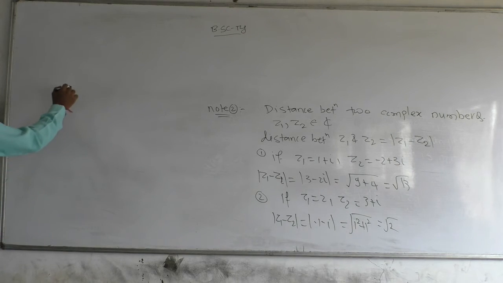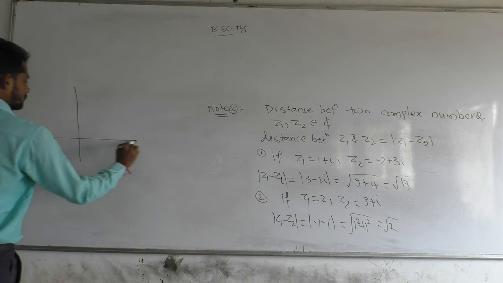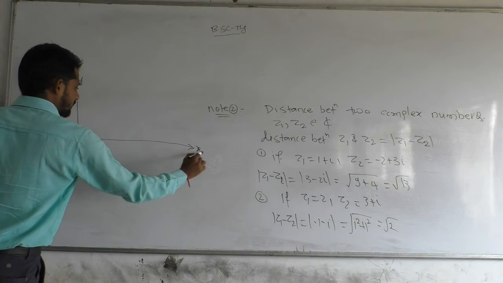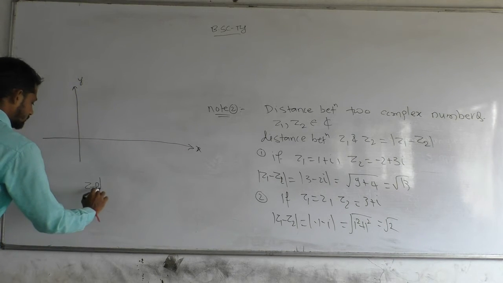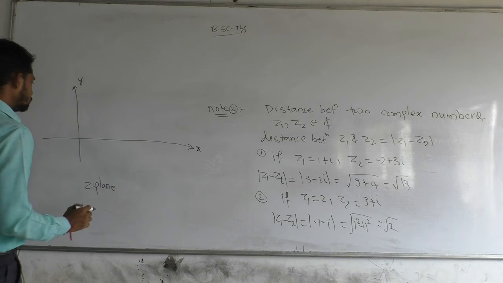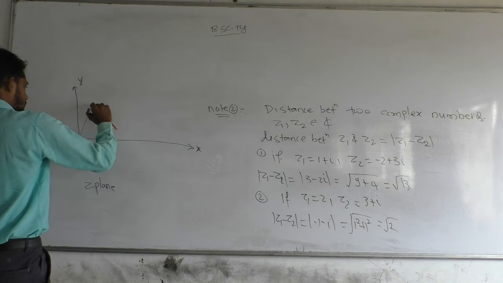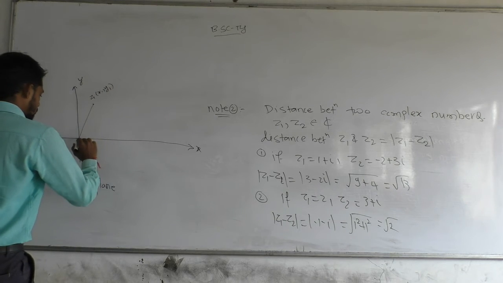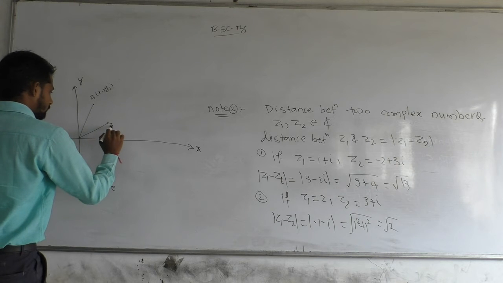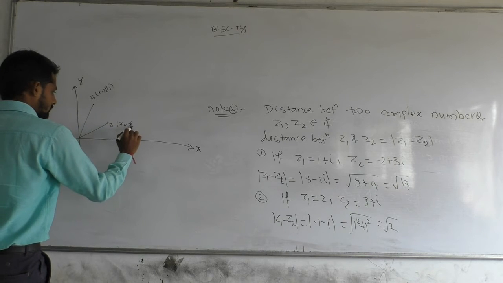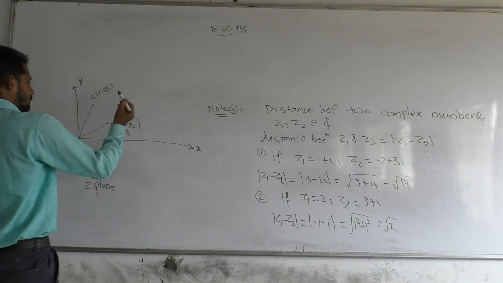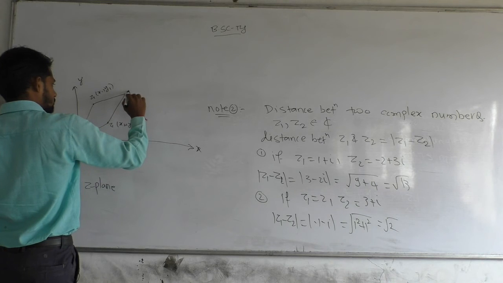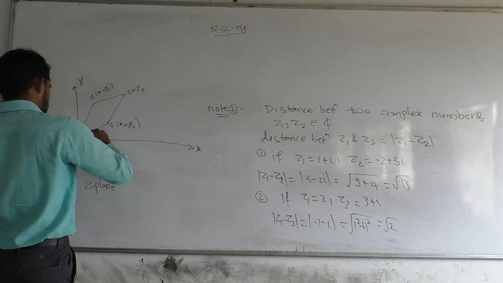Now consider the z plane. This is the imaginary axis. This is the real axis. This is our z plane. Now let this be our point z1, which is x1, y1. This is our point z2, which is x2, y2. Then this is z1 plus z2.